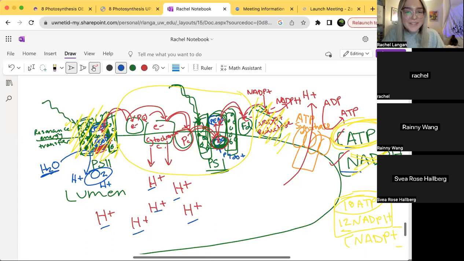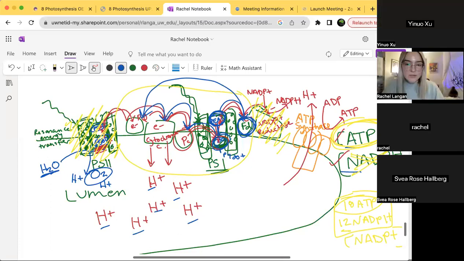Let's do blue. Okay, so light comes in, and so on, goes to P700, goes to the primary electron acceptor, goes to ferredoxin. Then electrons are sent from ferredoxin to PQ, to cytochrome C, to PC, back to P700. So the cycle is P700, primary electron acceptor, ferredoxin, PQ, cytochrome C, PC, and back. And the electrons get passed in a circle constantly.